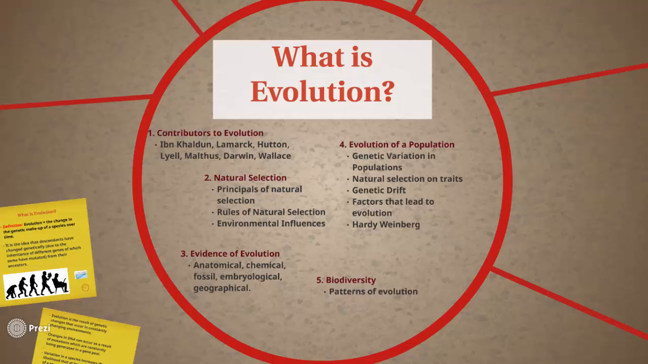So this is in 5 sections. The first section is the contributors to evolution, the people that put together scientific data, fact, and theories together to allow our understanding of what it is and how it affects us. Second is natural selection. Third, evidence of evolution. Because we're scientists, we always need to provide evidence for anything that we do or say. Fourth, evolution of a population. And fifth, biodiversity. So let's get into the swing of things and just get right into it.